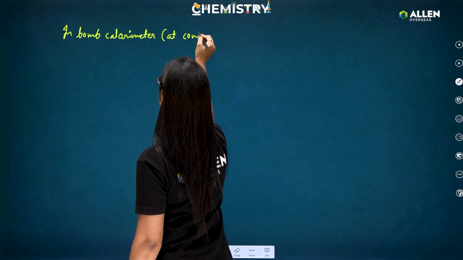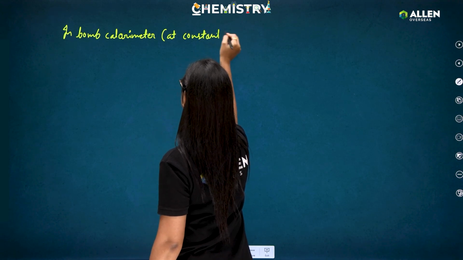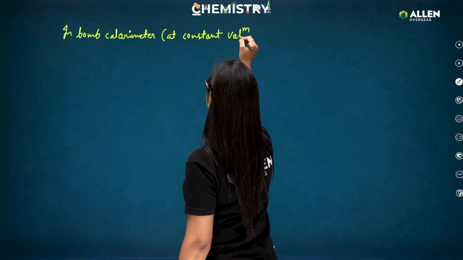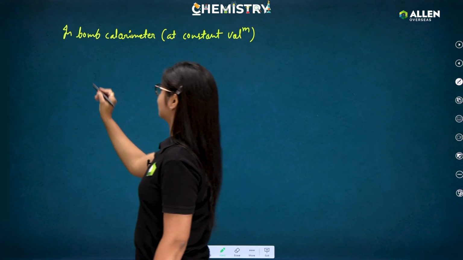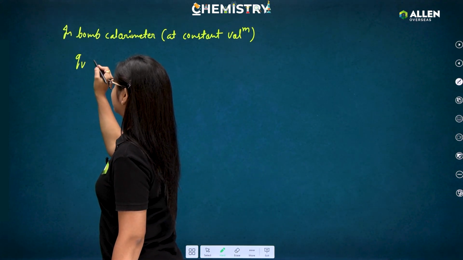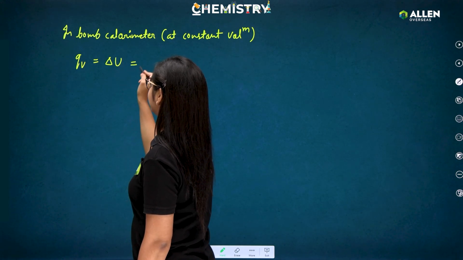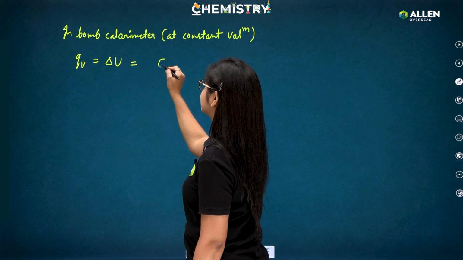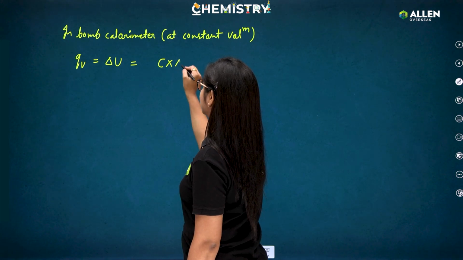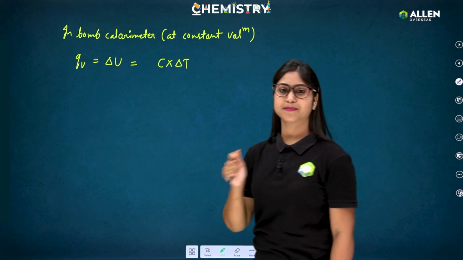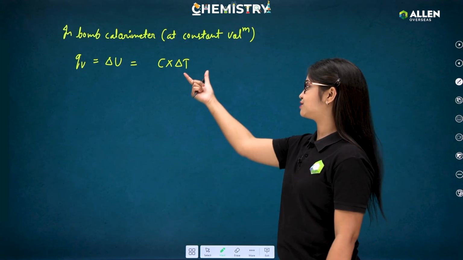at constant volume, we know that whatever heat exchange is taking place, that is equal to QV, and this QV will give us the value of delta U, and that is equal to heat capacity of the bomb calorimeter into change in temperature. Heat capacity of the bomb calorimeter into change in temperature.